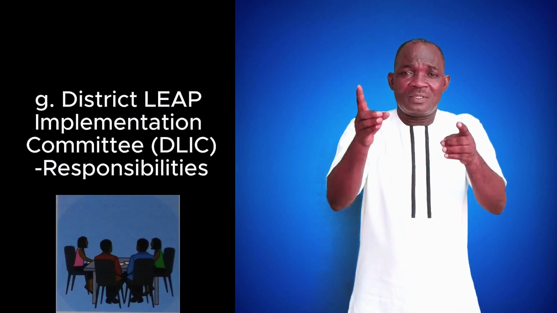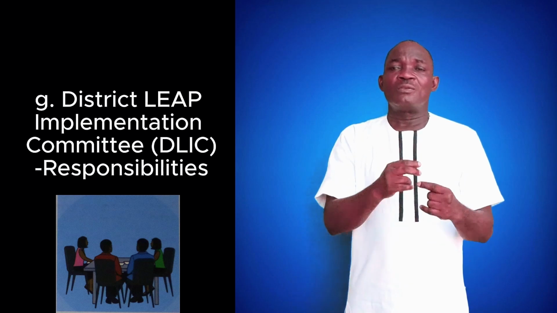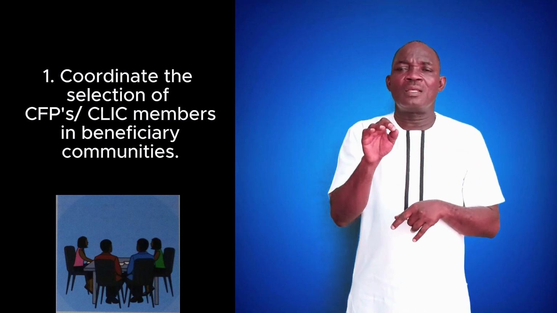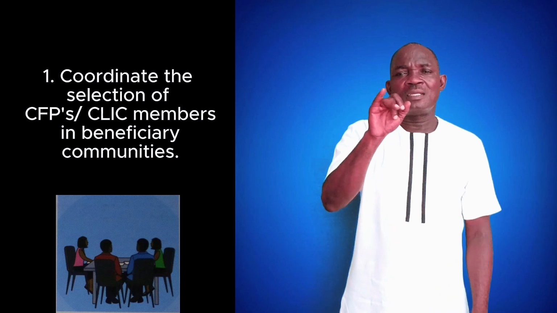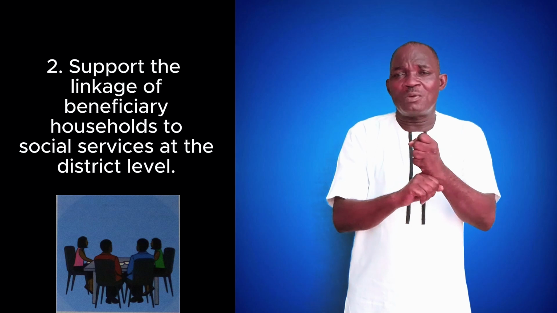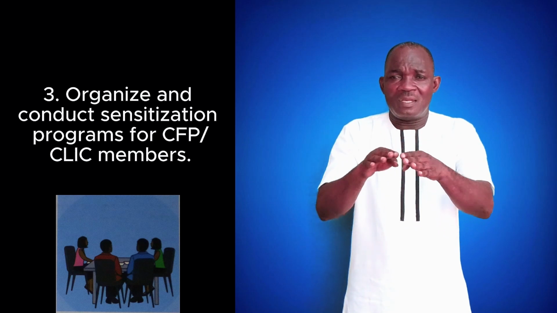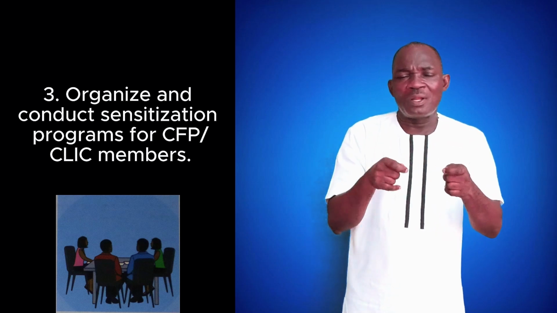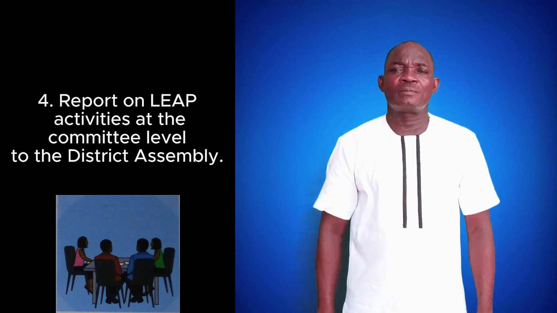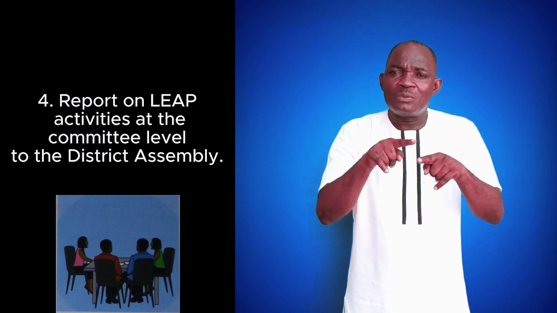G. District LEAP Implementation Committee, DLIC. Responsibilities. 1. Coordinate the selection of CFPs or CLIC members in beneficiary communities. 2. Support the linkage of beneficiary households to social services at the district level. 3. Organize and conduct sensitization programs for CFP or CLIC members. 4. Report on LEAP activities at the community level to the District Assembly.